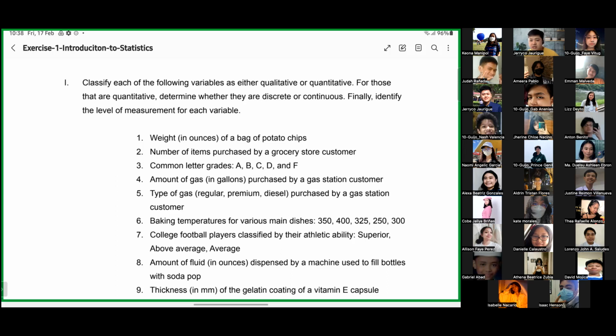Warm-up exercise. Pero mamaya, mag-upload kami ni Sir Brian ng practice exercise, set number 2. Assignment yun, pero hindi siya graded. Pwede niyong sagutan, o pwede niyong hindi sagutan. We'll be uploading the answer key over the weekend para ma-review niyo pa siya on Monday for your quiz on Tuesday. Alright, sabi ni Faye ay nominal, ordinal, interval, and ratio.